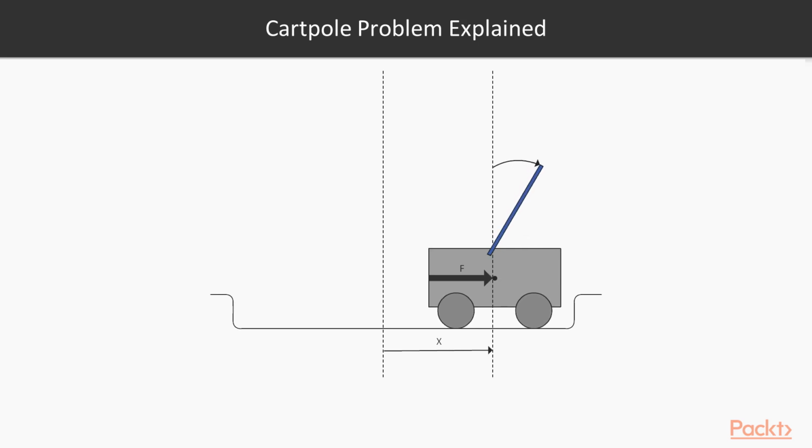So in this example, our Cartpole is the state. Our action will be moving the Cartpole in the right or left direction, and the reward will be keeping our Cartpole balanced, so keeping it vertical. So this is the problem that we need to solve in our reinforcement learning algorithm.